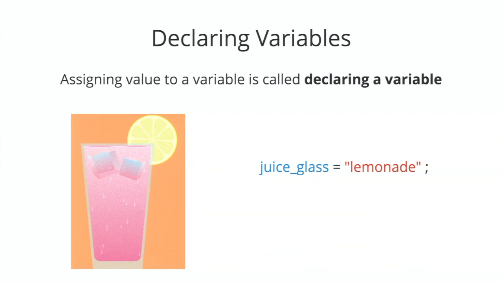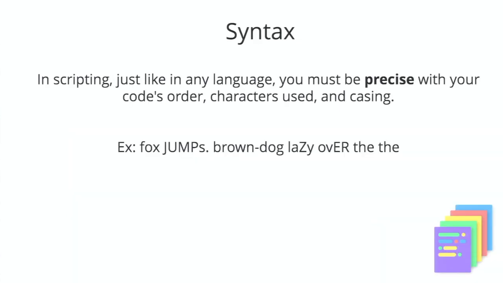In this particular case, if we look at this illustration, it's a glass that's full of lemonade. So the value is here in red and in quotes, which is lemonade, and the variable that we're declaring here is juice glass. If we are going to reference this in the future, we would say juice glass, and that lets us bring up our value, which would be lemonade.